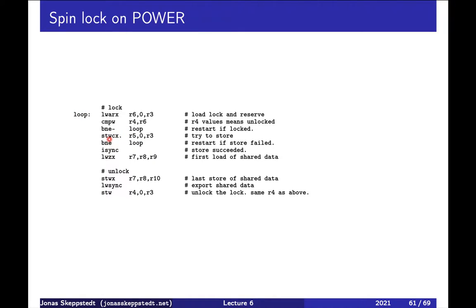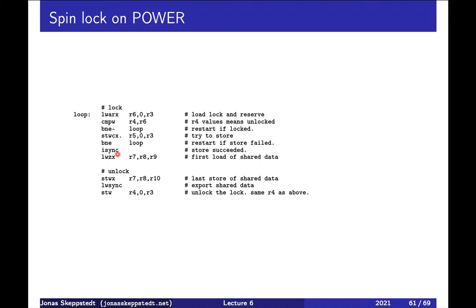And then we try to store the bit pattern saying that this is locked. And if there was no store by another thread between our load and store conditional, I mean load and reserve and store conditional, then this store conditional succeeds. If it does not succeed, it will set a bit in some status field of a register, and the branch will loop back to the beginning and restart all over.